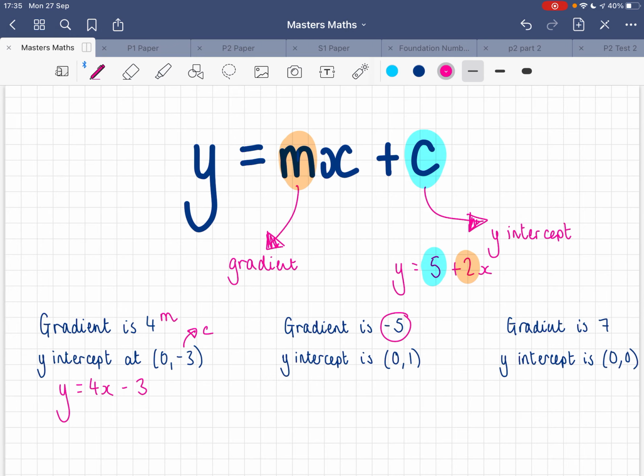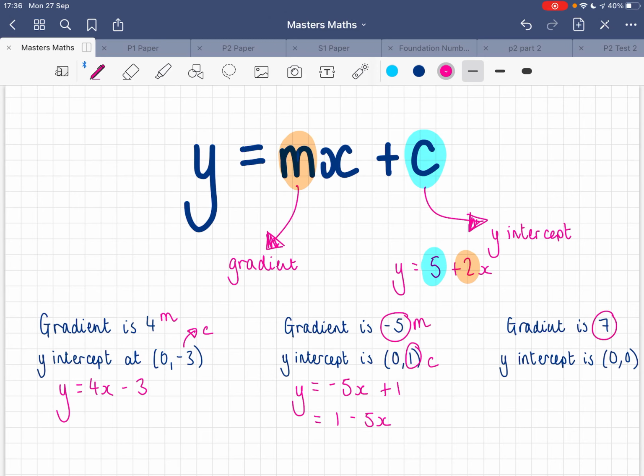For this one, m is -5, c is 1, and we put that into the equation, which gives us y equals minus 5x, and then plus 1. This is where it often becomes more useful to swap it around. I don't love having a negative right at the beginning of an equation, so I would switch that around and say that it is 1 minus 5x, because to me, that looks a lot neater. They mean exactly the same thing, they've just been written in a different order.